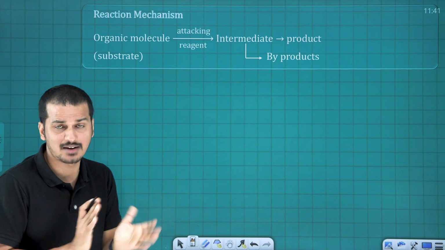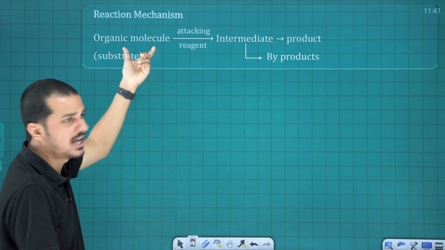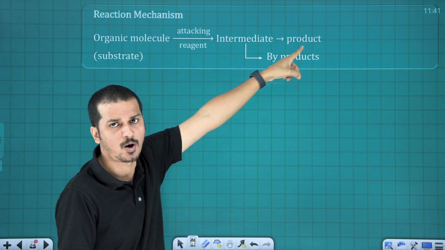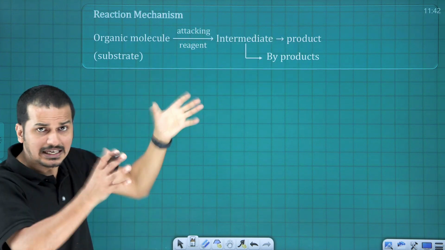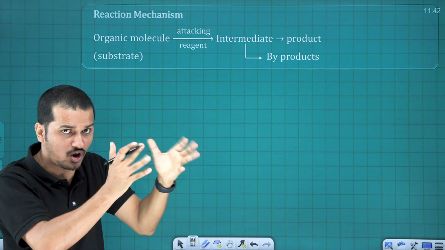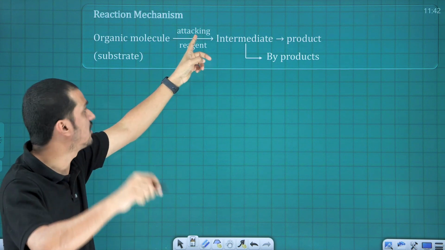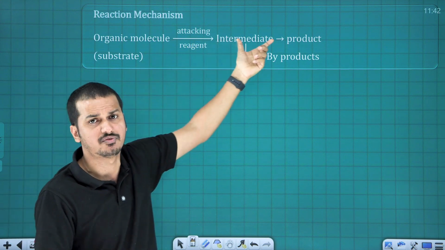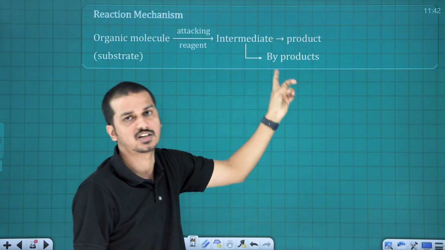Again, the reaction mechanism. In reaction mechanism, you know that is very important. An organic molecule cannot directly give the product. First, it will react with an attacking reagent. The main hero in organic chemistry, the organic molecule, the main carbon, is called the substrate. It will be attacked by an attacking reagent and will form an intermediate. If the intermediate is stable, then only will the further reaction take place, giving the product as well as a byproduct.